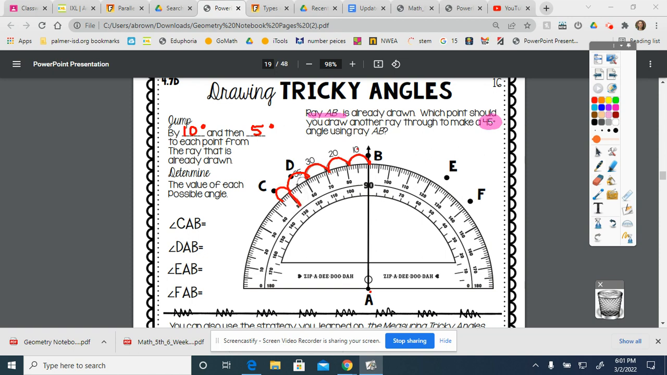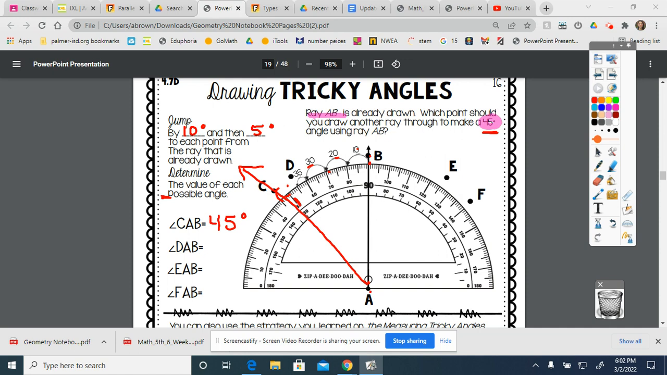So 10, 20, 30, another 10 would be 40, and then I just move 5 more degrees. So ray C is where we could make a 45-degree angle. Okay, now it says we're going to determine the value of each possible angle here. So we came up with BAC is our 45-degree angle.